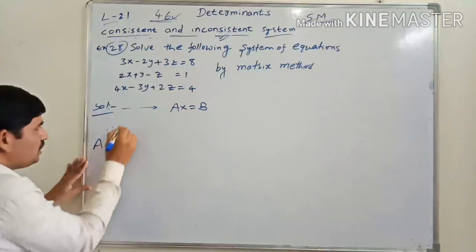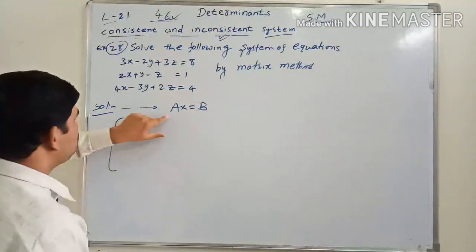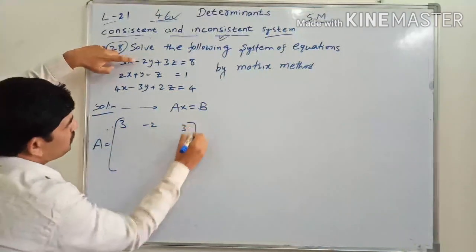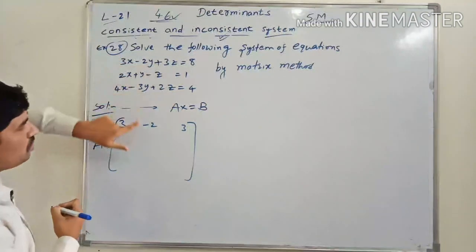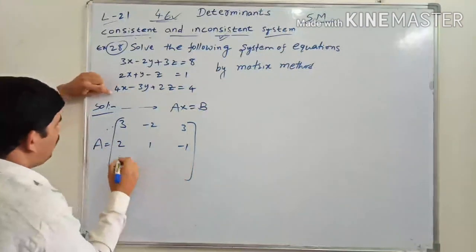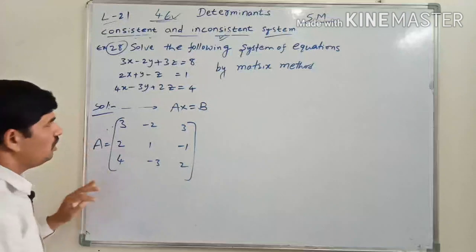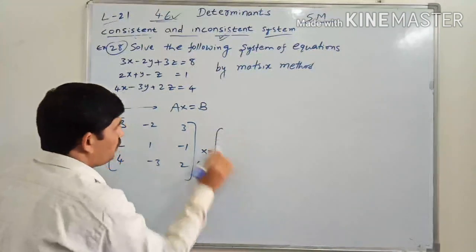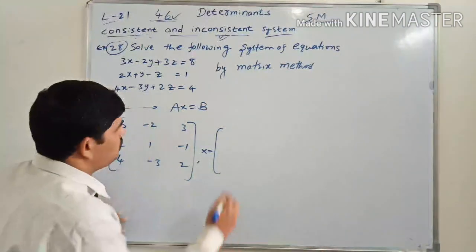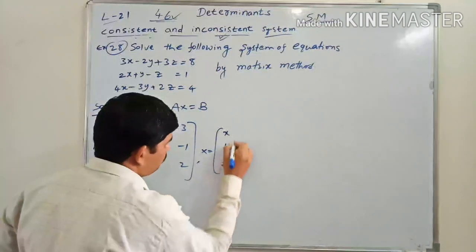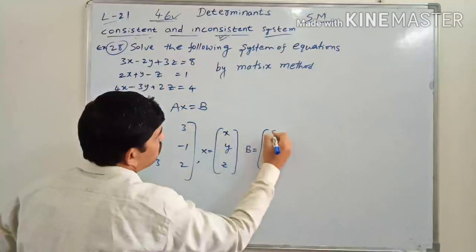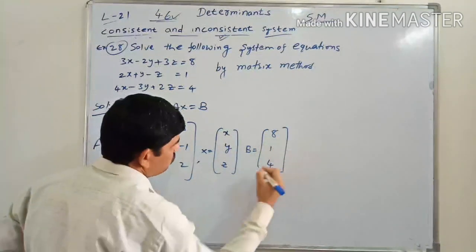So what is the resulting matrix we are writing here? That is the matrix A. From equation 1, I am writing the coefficient of x, coefficient of y, coefficient of z. If there is a negative sign in front, you have to write the negative sign also here. Next, the second equation is 2, 1, minus 1 and 4, minus 3, 2. Then X is the variable matrix, meaning we write the variables x, y, z. Next, B is the constant matrix: 8, 1, 4. Completed now.